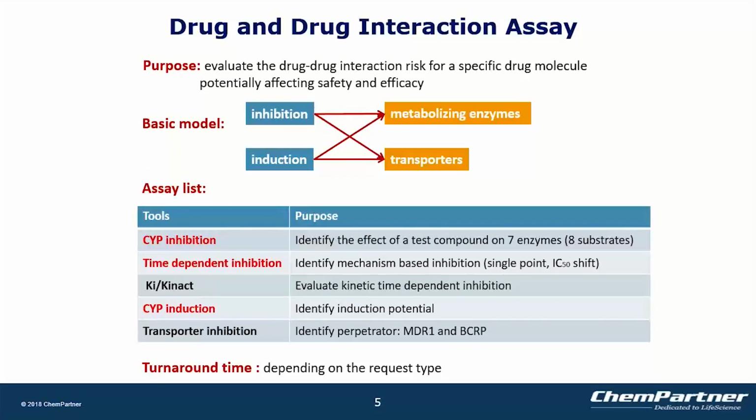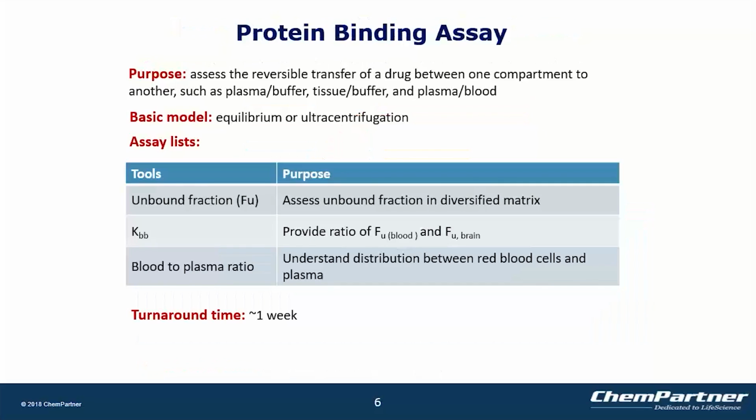And then we do the DDI. Second, as I mentioned, CYP inhibition, time-dependent inhibition, CYP induction. These are all early stage assays. And also we do some KI next. This is more late optimization stage assays. In the transporter inhibition, at this stage you can use these types of assays to see potential DDI.